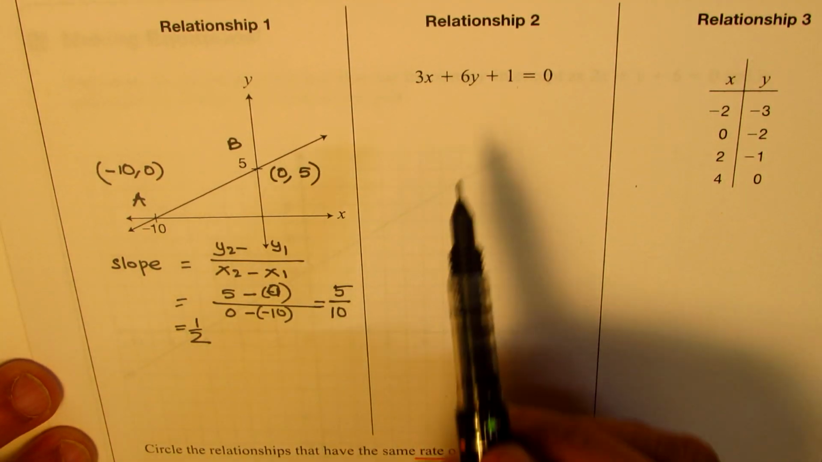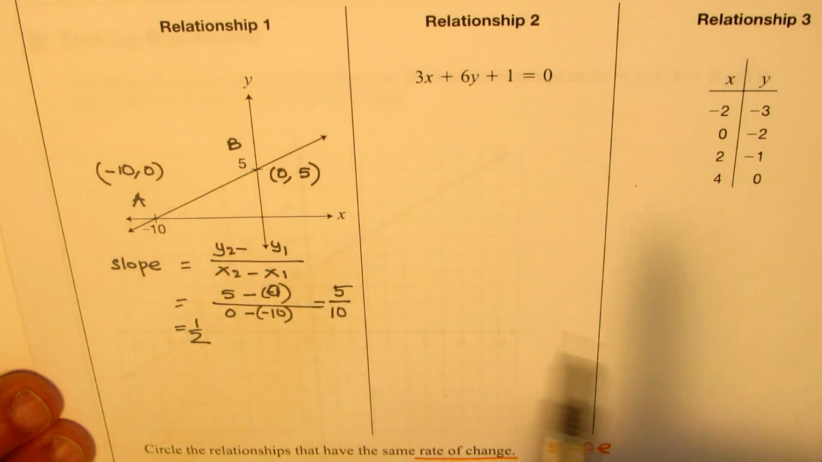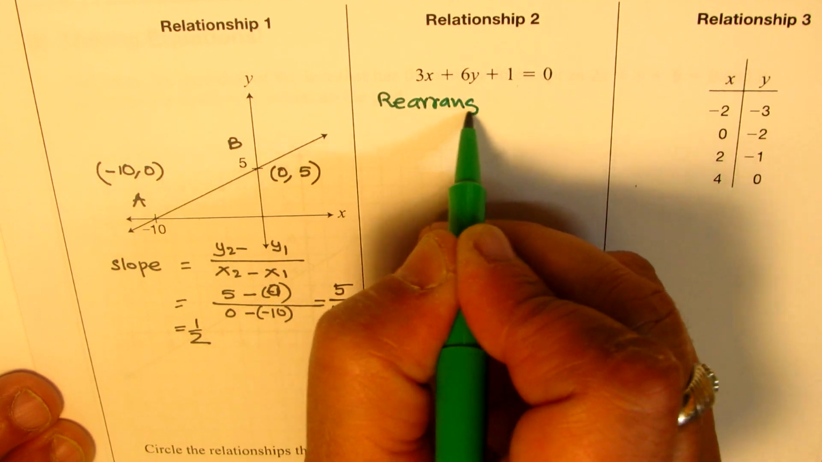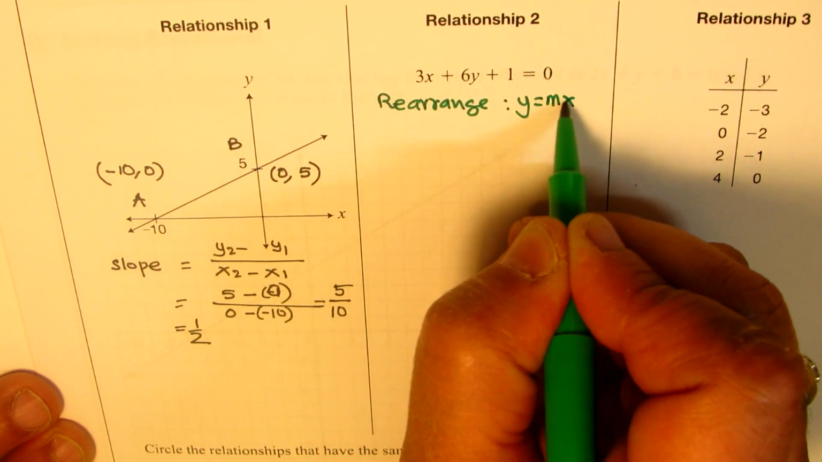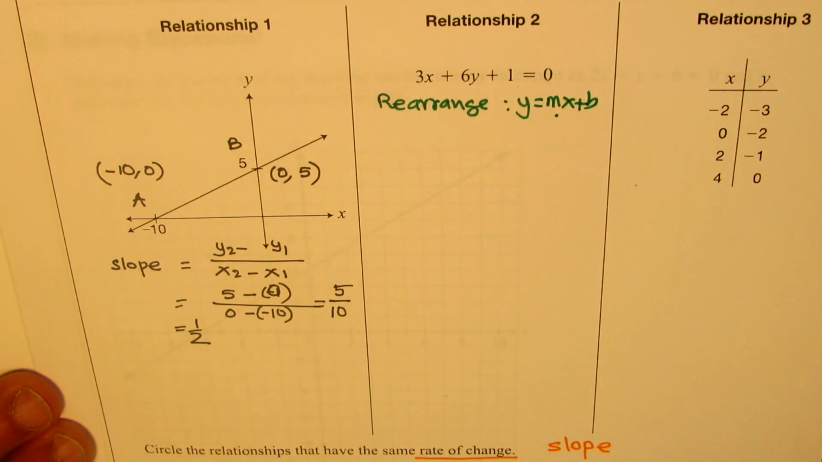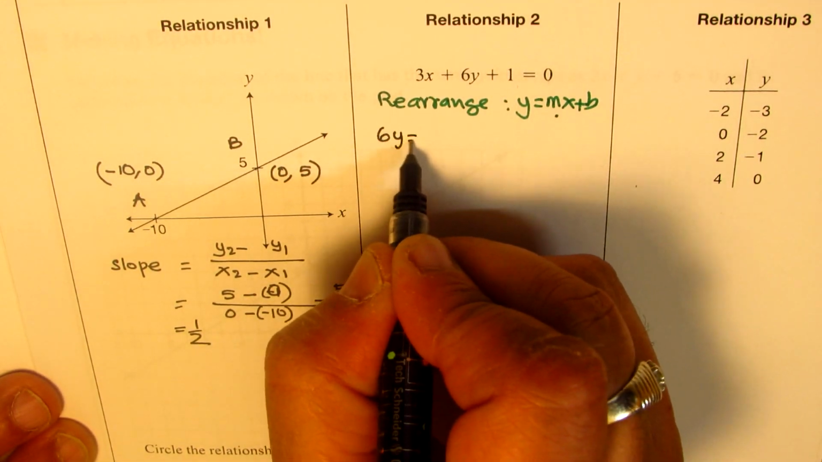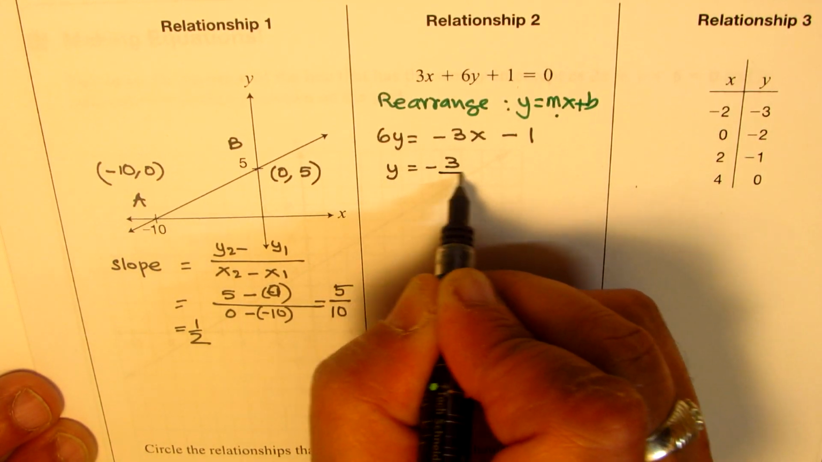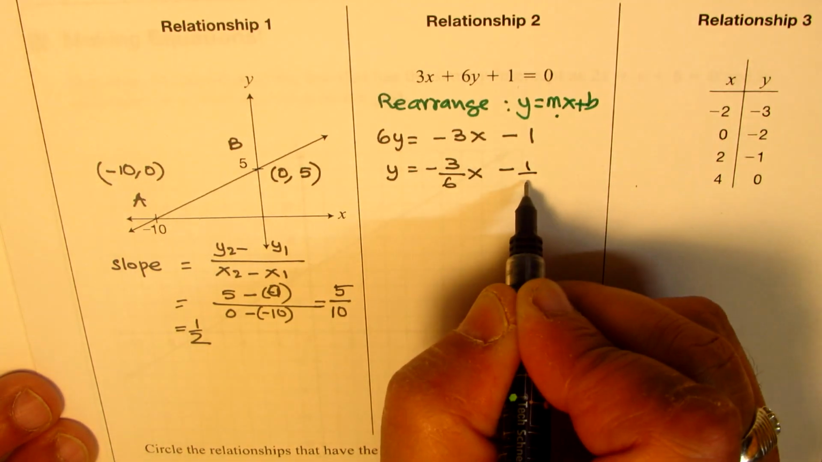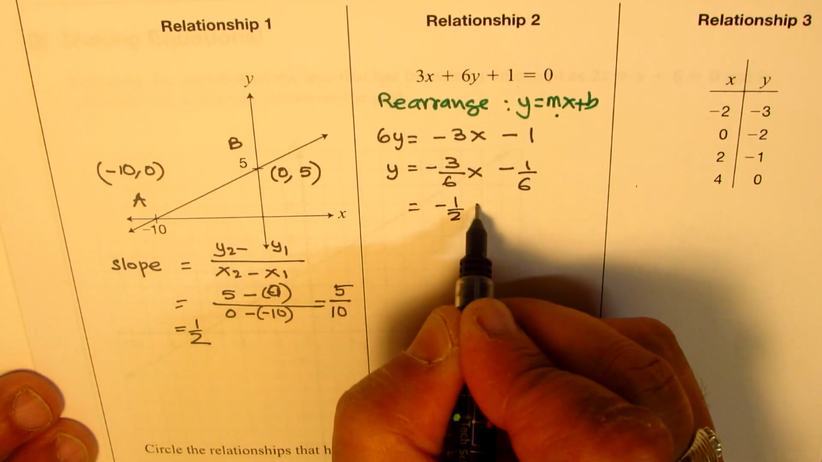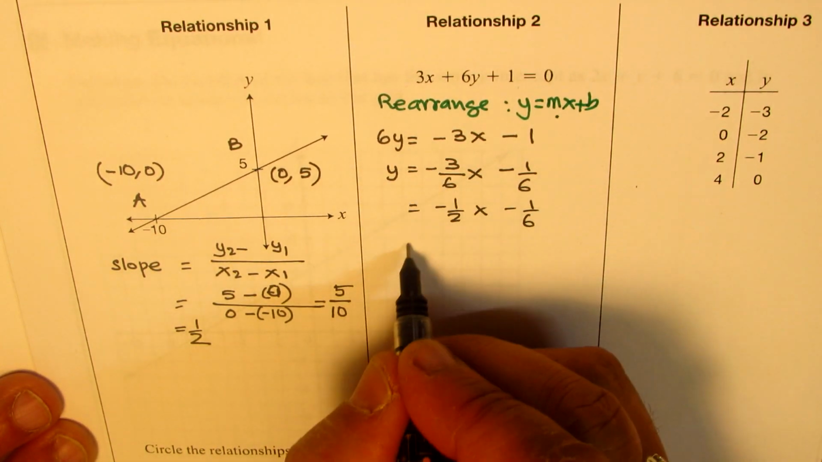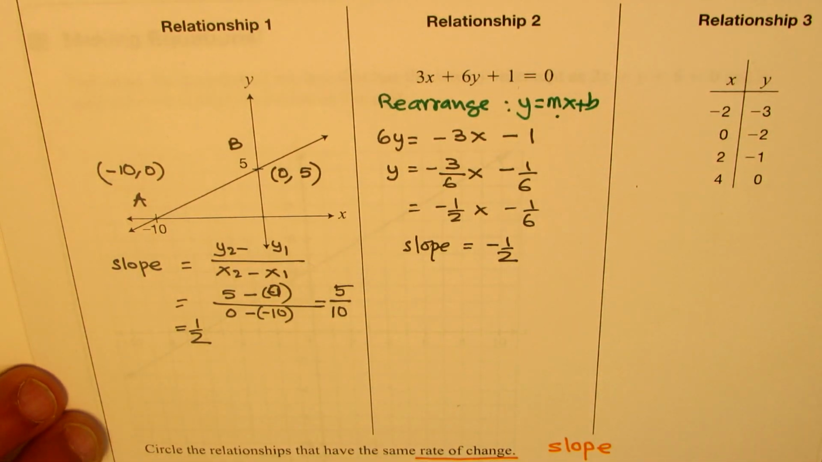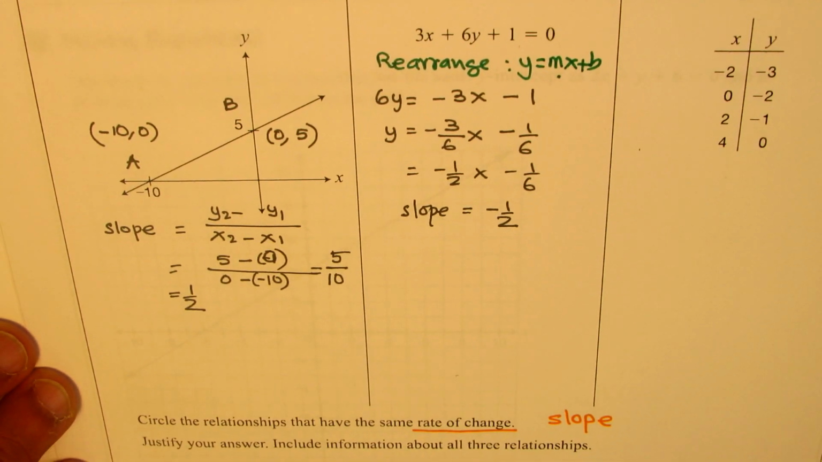Now let's see what is the slope in the second case. Let us rearrange this equation, right? So we need to rearrange it in the form y equals mx plus b, so we can read the slope, correct? So we get 6y equals minus 3x minus 1. y equals minus 3 over 6 x minus 1 over 6, which is minus half x minus 1 over 6. So in this case, the slope is equal to minus half. It is not the same, right? In the first case, it was plus half.